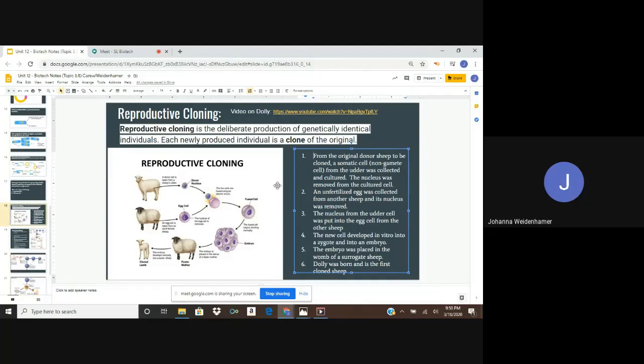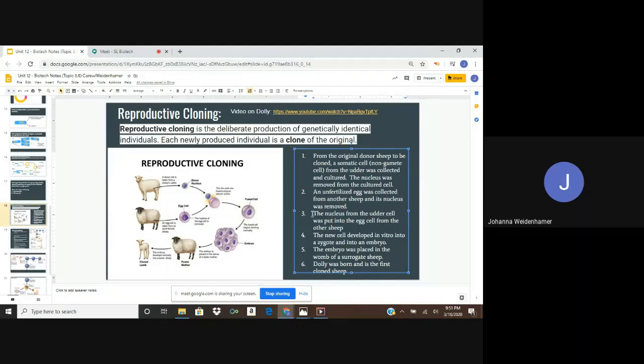Looking at step two, an unfertilized egg was collected from another sheep, let's say sheep 2, and its nucleus was removed. So let's look at the image. Here we have sheep 2. This is the sheep we got an egg cell from. However, the nucleus of this egg cell is going to be taken out and used.